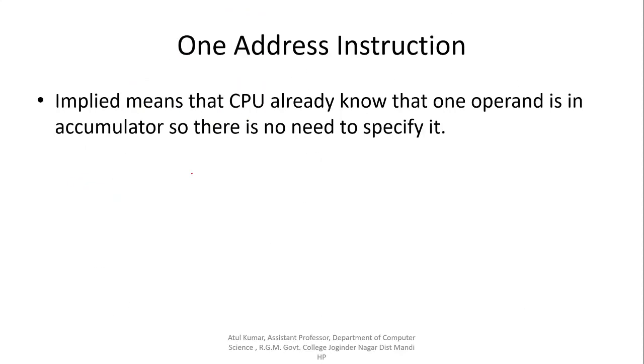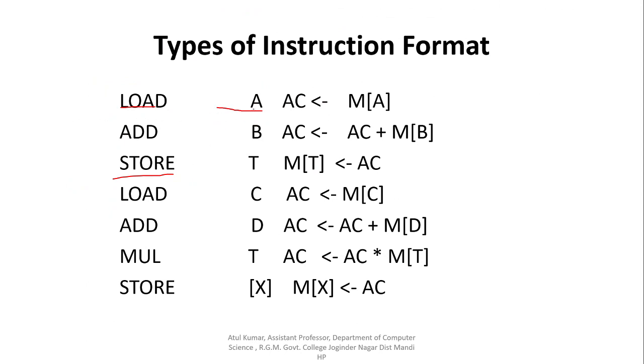So load A means load the operand A to the accumulator register. The second is add B, that is, add the content of the accumulator with the memory location that contains B. The third is store T, to transfer the content of the accumulator to memory, where it is stored at location T, and it makes the accumulator empty.